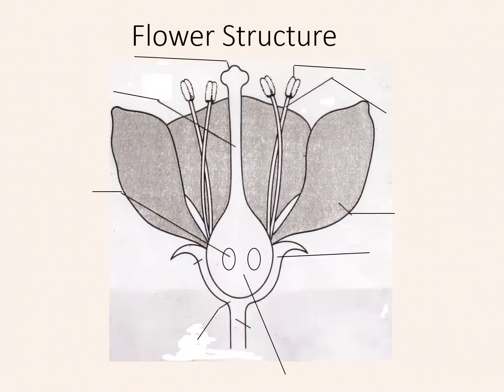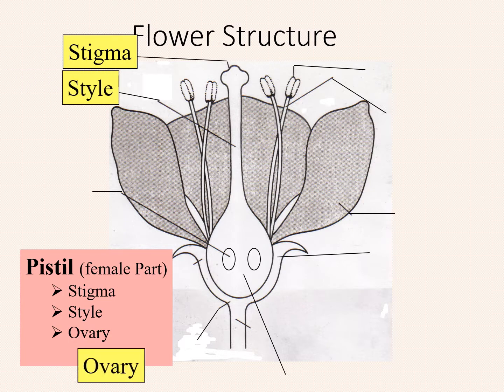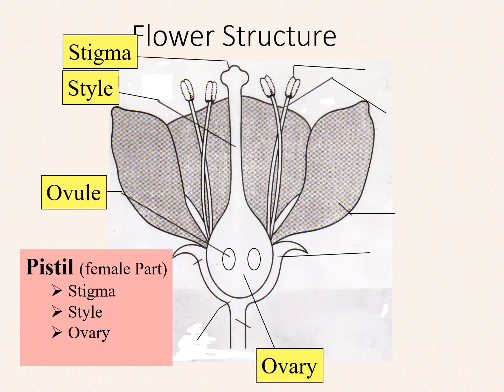Now, see the entire structure. That means the different parts of a flower. So see the innermost part of the flower, which is the pistil, the female part of the flower. It contains stigma, style, and ovary. See the structure of stigma, style, and ovary. And this is the ovule.